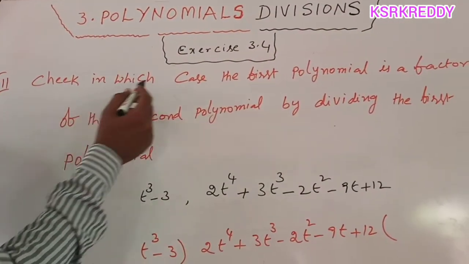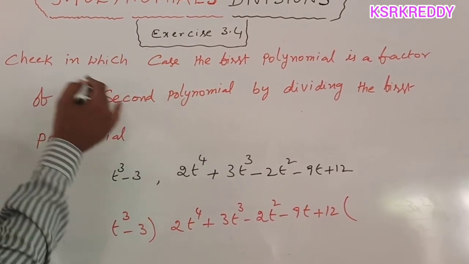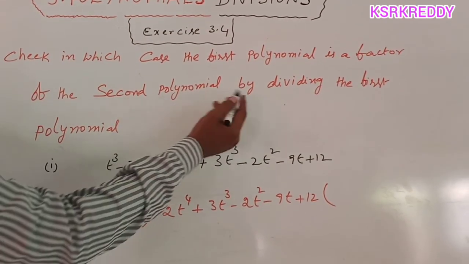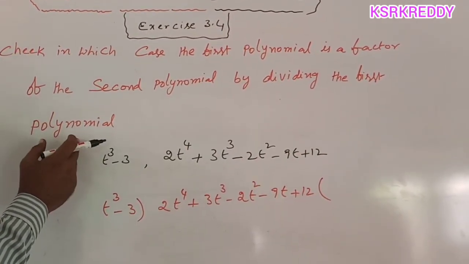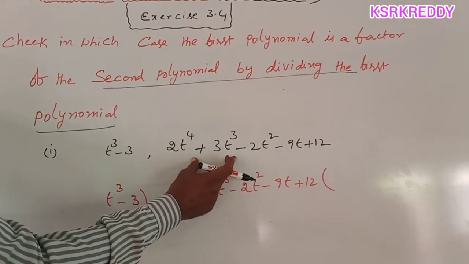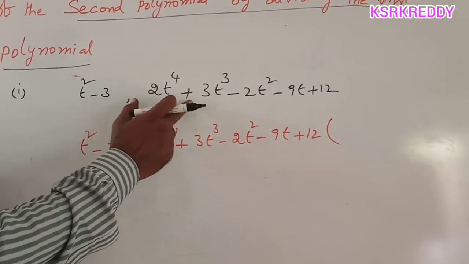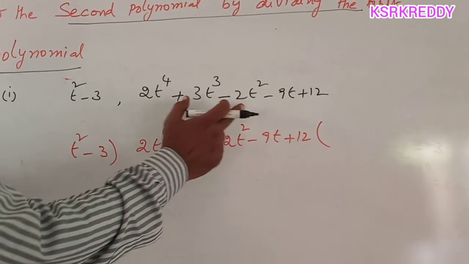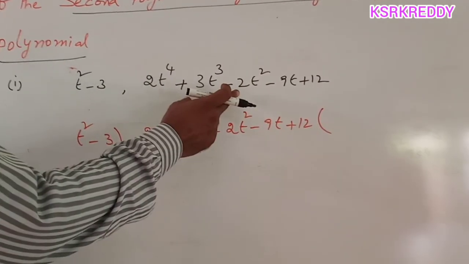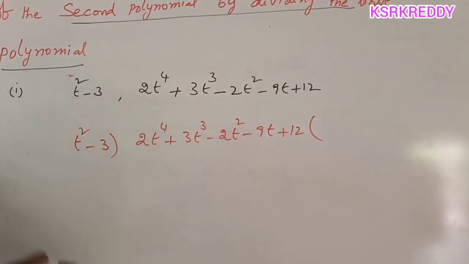Check in which case the first polynomial is a factor of the second polynomial, that is, the second polynomial is divided by the first polynomial. Here is the second polynomial: the first polynomial is t square minus 3, and the second polynomial is 2t to the power 4 plus 3t cube minus 2t square minus 9t plus 12. The second polynomial is divided by the first polynomial.